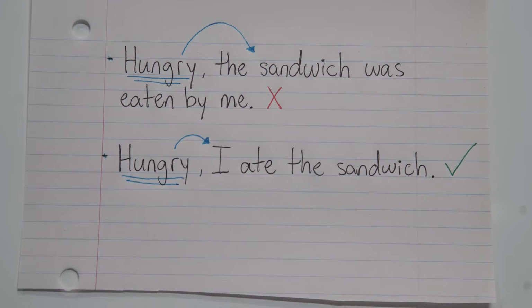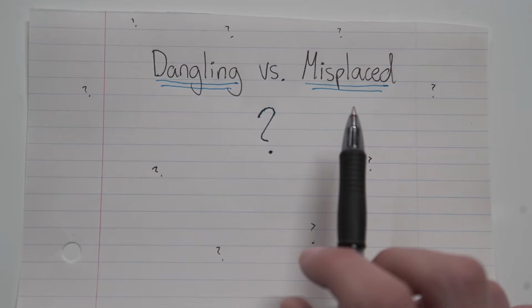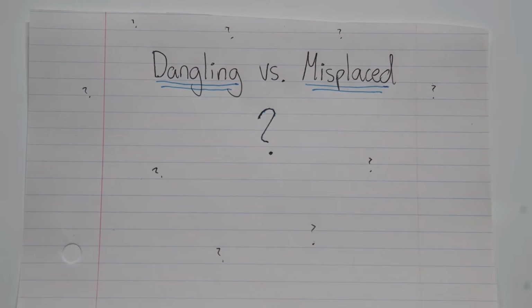So some of you might be thinking, okay, well, yeah, I kind of get that. But how am I supposed to remember the difference between a dangling modifier and a misplaced modifier? And the honest answer is, it doesn't really matter. As long as you can tell when there's a modifier error and you know how to fix it, then you don't really need to worry about what specific kind of modifier error it was. Let's take a look at some examples and see if you can fix them.